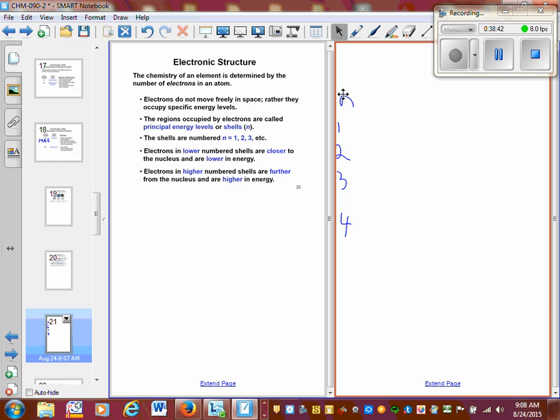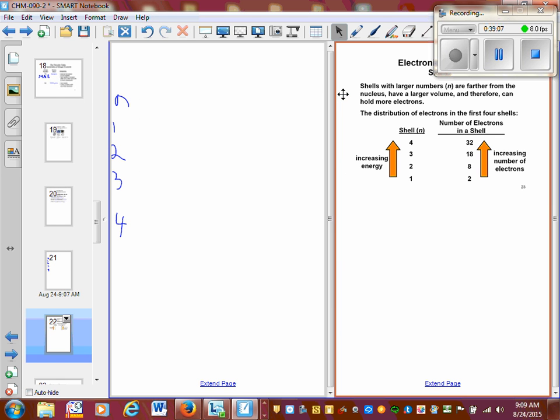The higher the number, the farther away from the nucleus. The farther away from the nucleus, the higher the energy. Level 2 is higher than level 1. Level 3 is higher than level 2. Oops, got to drag that little thing here.